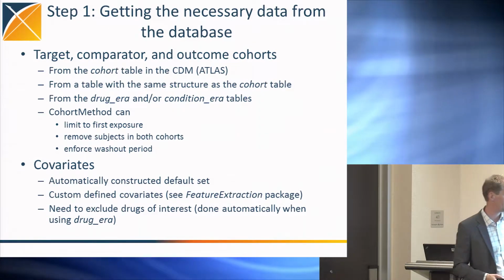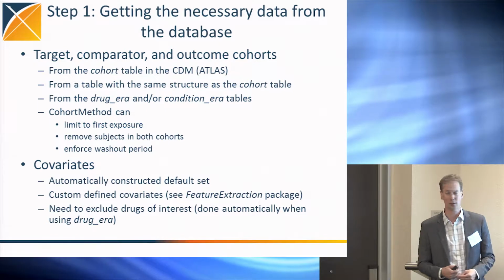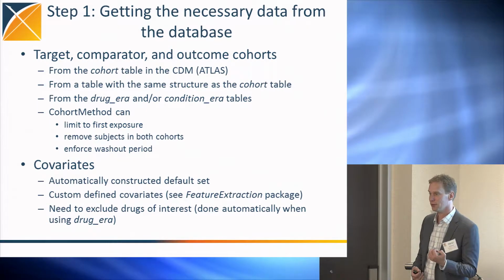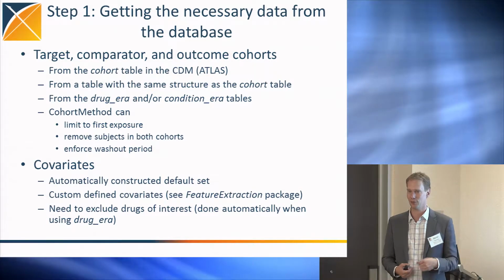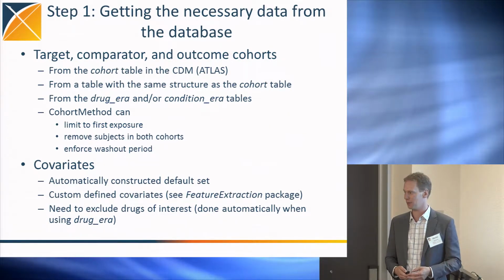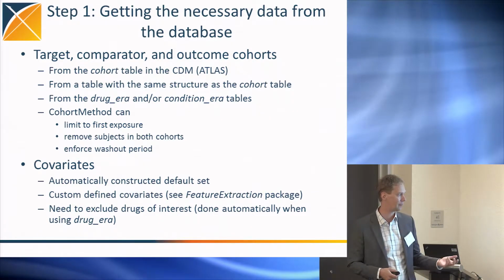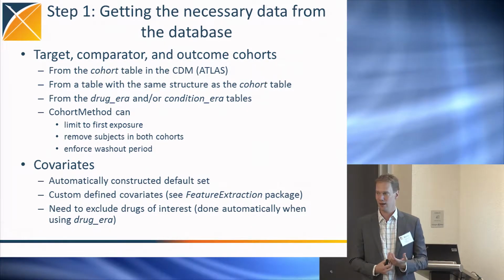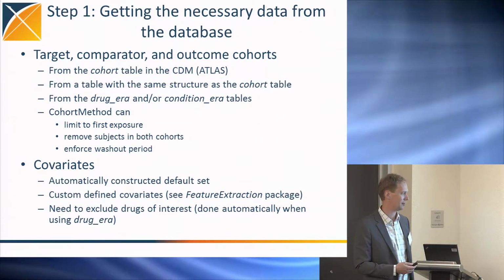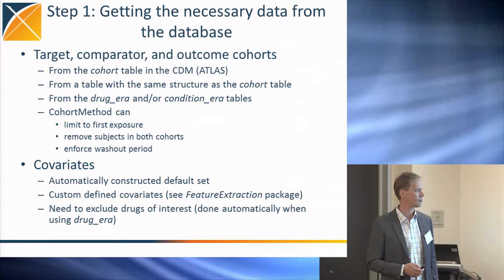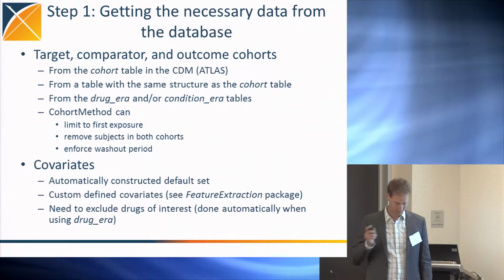Importantly, if you choose to use, for example, the automatically constructed default set, you need to specify at least the drugs of interest to be excluded from covariate construction, because it actually includes the index date when you construct covariates, and that would mean that you have your own treatment as a predictor of your treatment, and that doesn't work. And you have to do that by hand if the cohort is done in cohort building? Yes.